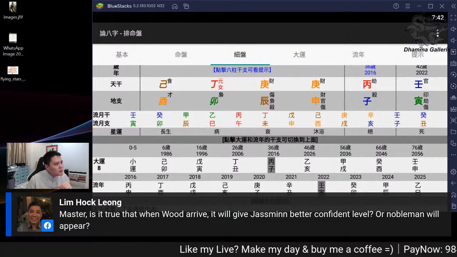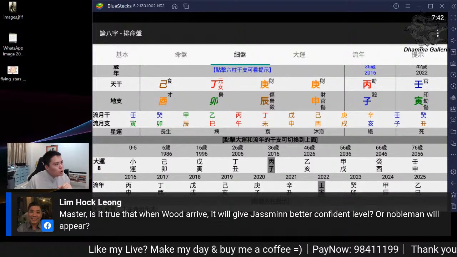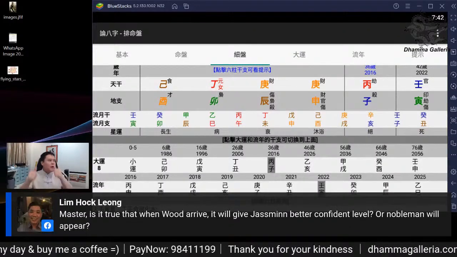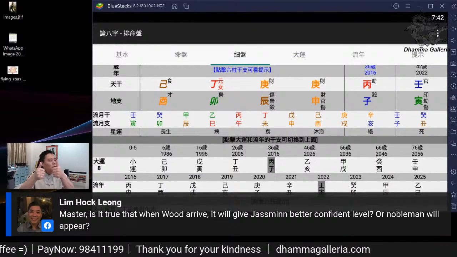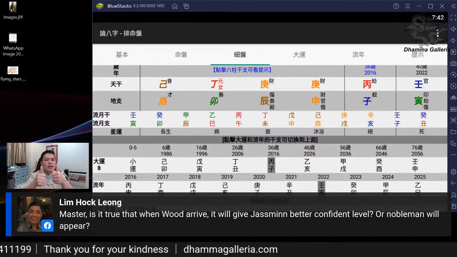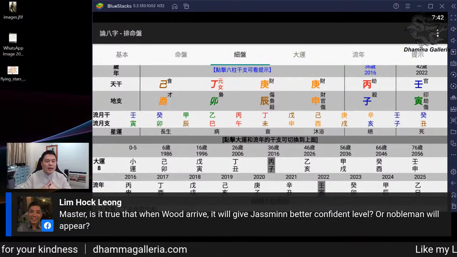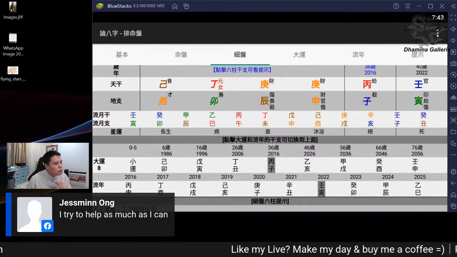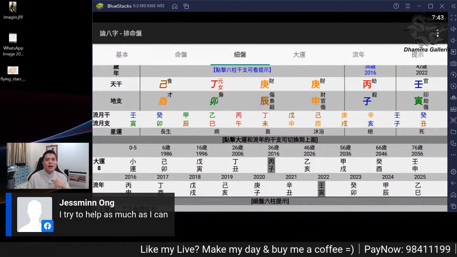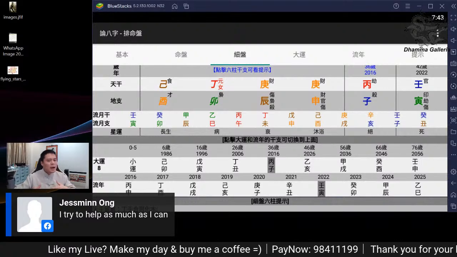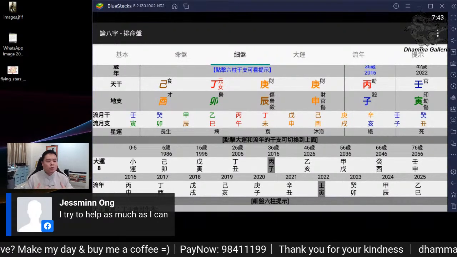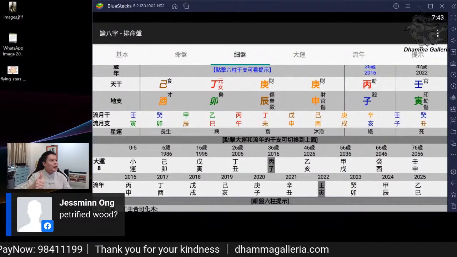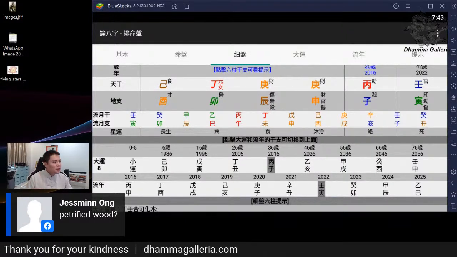Okay, Lim Hock Leong, Mr. Lim. Master, is it true that when wood arrives, it will give Jasmine better confidence level or a nobleman will appear? Yes, correct. Lim Ho Liang, you are correct. That's correct because wood is an enhancing factor for the weak day master. Okay, Jasmine, I try to help as much as I can. Yes, correct. You are someone who has this nature to be self-sacrificial. Yes, petrified wood. Yes, correct. Jasmine, you can try petrified wood. That's the correct word.